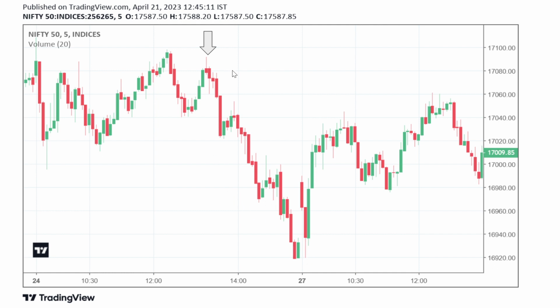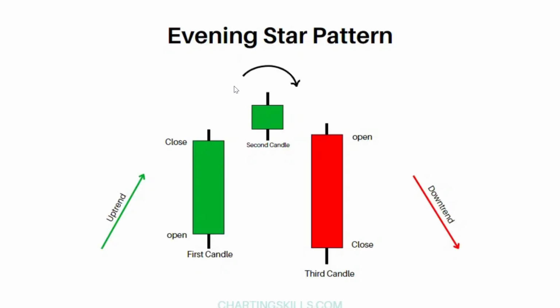So when we are having such a signal at the top, and if you are able to understand the pattern or able to understand the chart, then you will go in the short position. Next, evening star pattern.